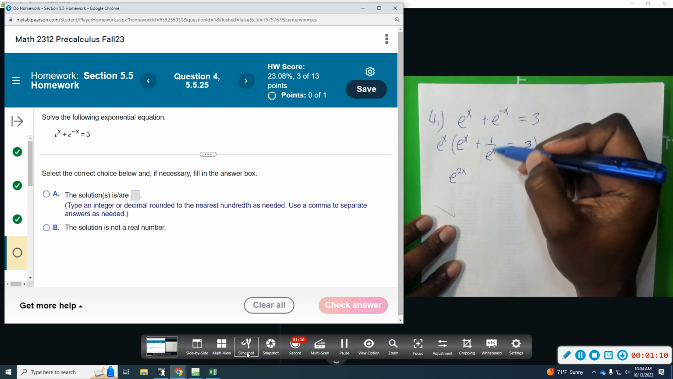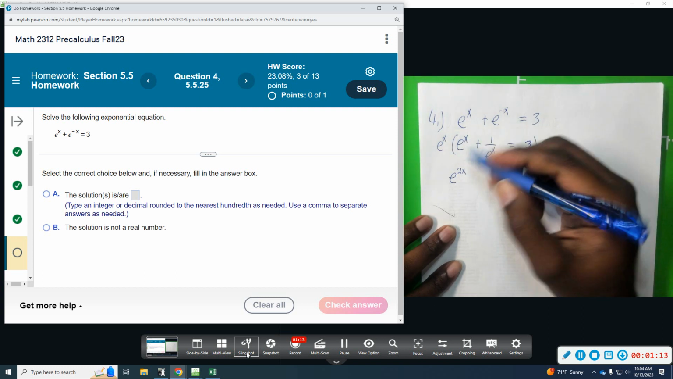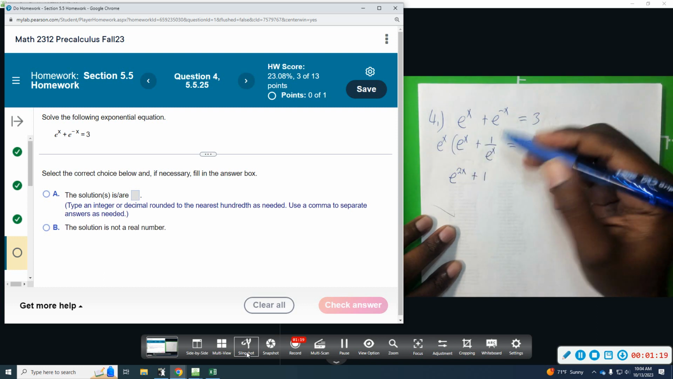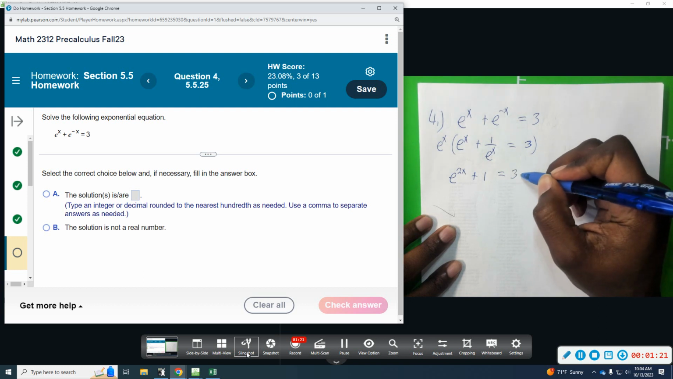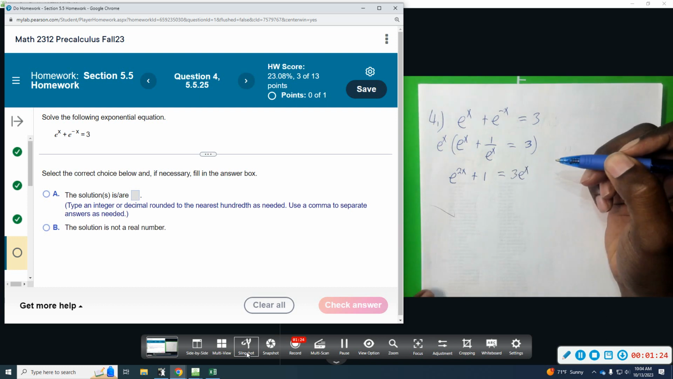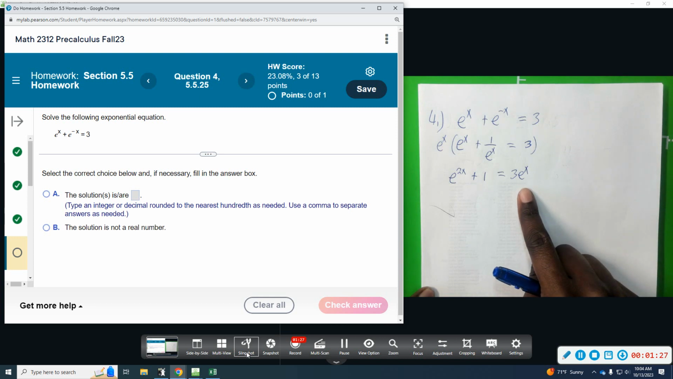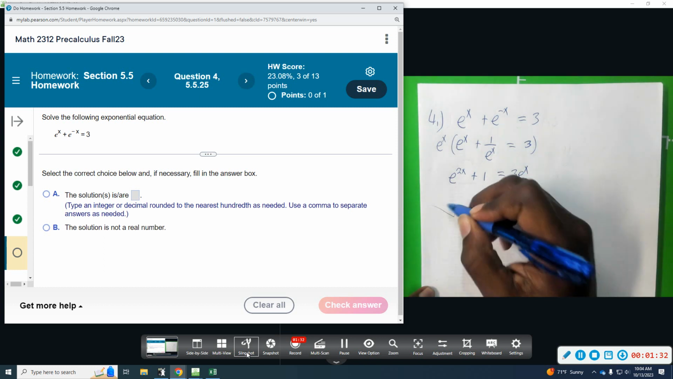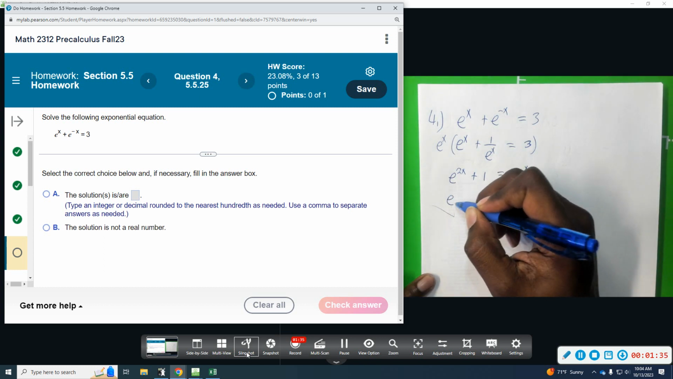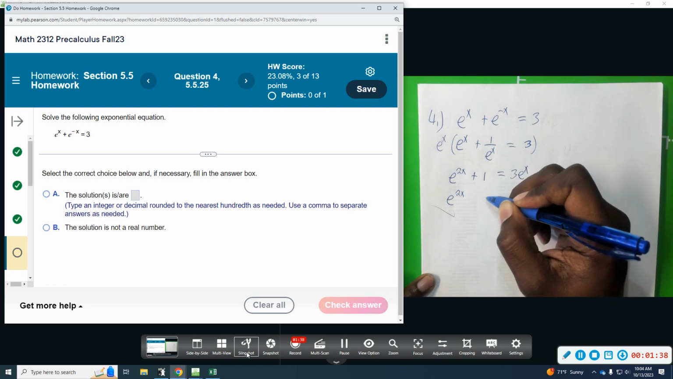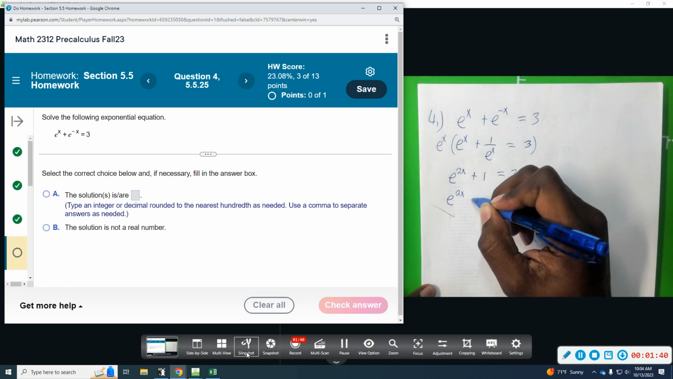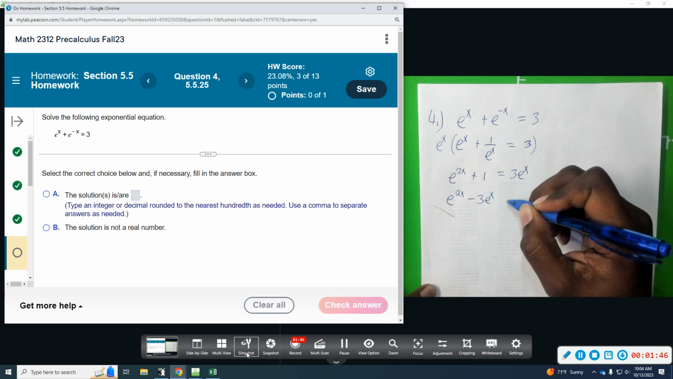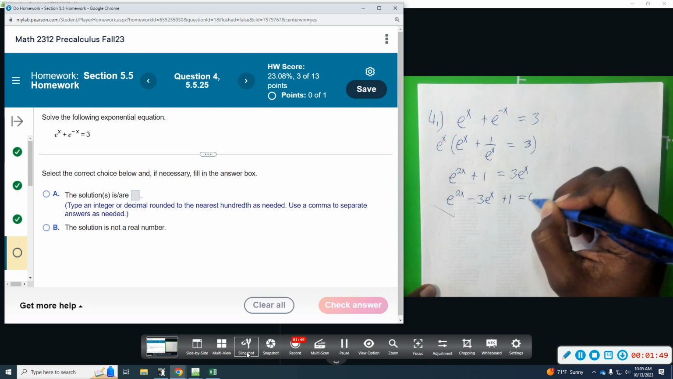When I multiply e to the x times this, the e to the x will cancel out, leaving me with just a positive 1. And then I multiply e to the x times 3, and that gives me 3 e to the x. And then we're going to move everything to one side. So I'm going to subtract and move this 3 e to the x over. So I have e to the 2x minus 3 e to the x, and then plus 1 equals 0.